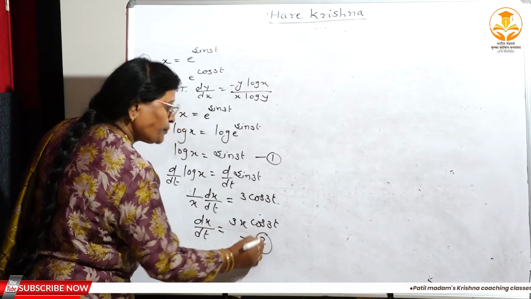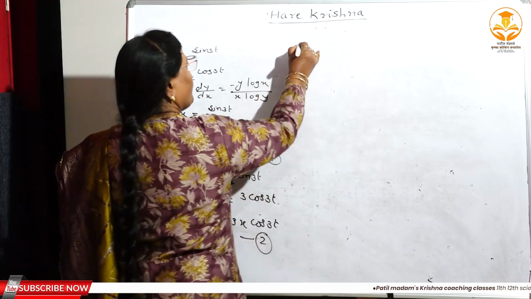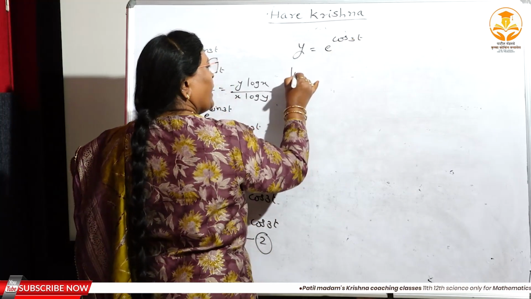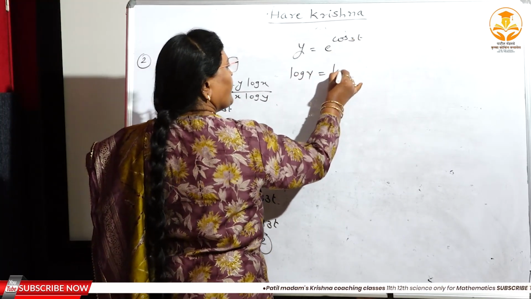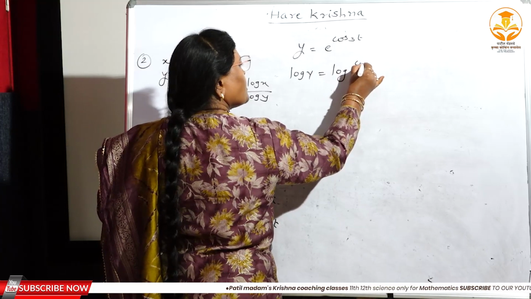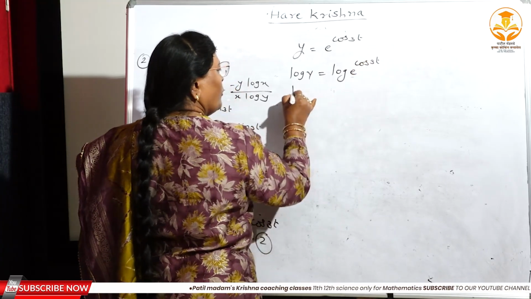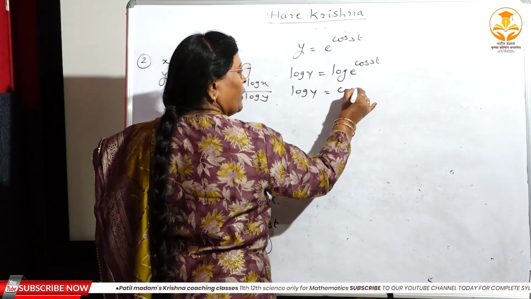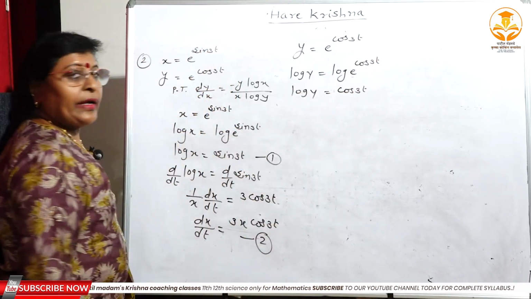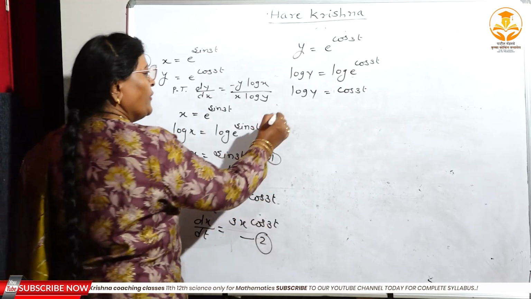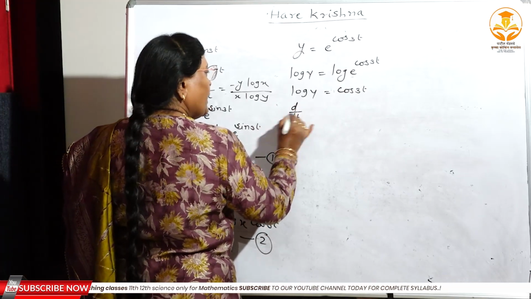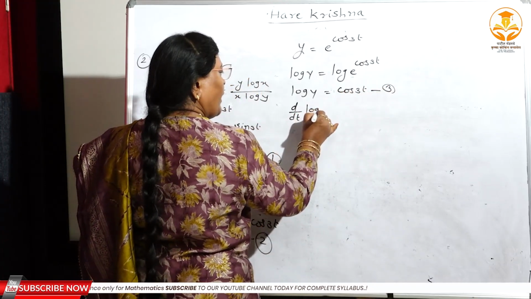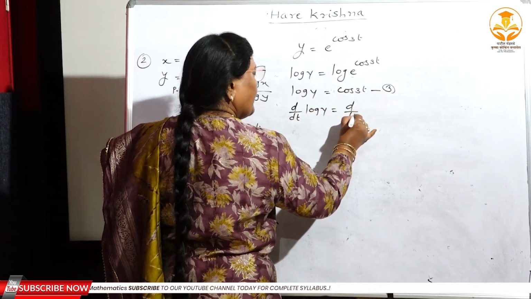This is same. Right? Again, y is equal to e to the power cos 3t. See, taking log both sides, log of y is equal to log of e to the power cos 3t. Again, log y, you can write as this cos 3t, you can multiply, and the value of log e is always equal to 1. Again, differentiate with respect to t, d by dt. This is again the third one. Again, d by dt of log y, and here again d by dt of cos 3t.